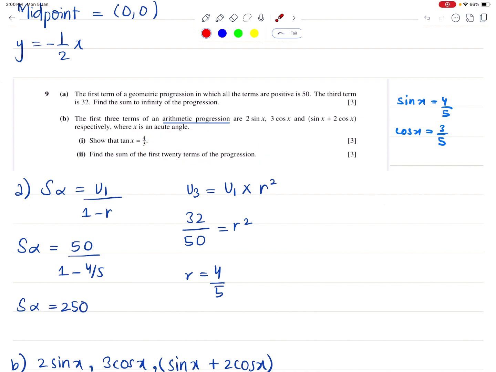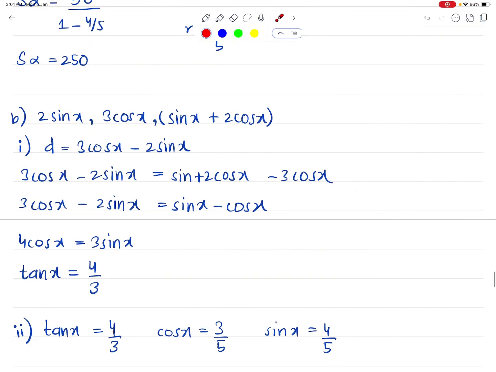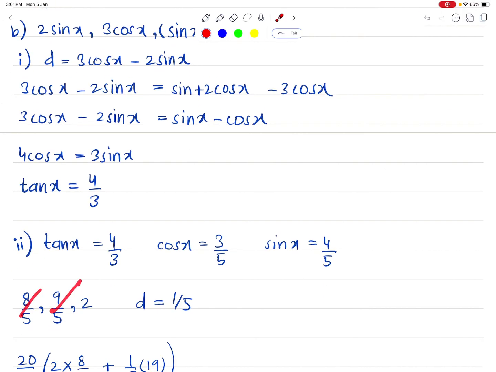Now basically, when you have tan x, you can also figure out sine x and cos x using your calculator, and using that you can write down the first term, rewrite the first term, second term, and the third term, which I did over here. And now I can say that the difference over here is 1 by 5. How do I know that? It was an arithmetic progression, so I subtract this from this to get the difference.